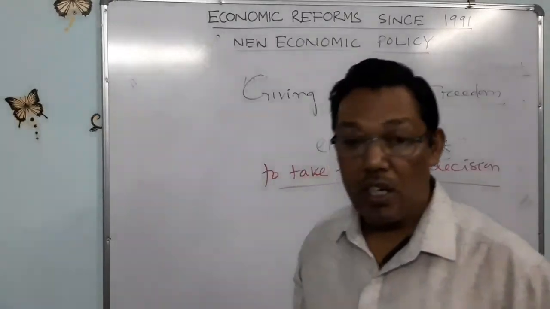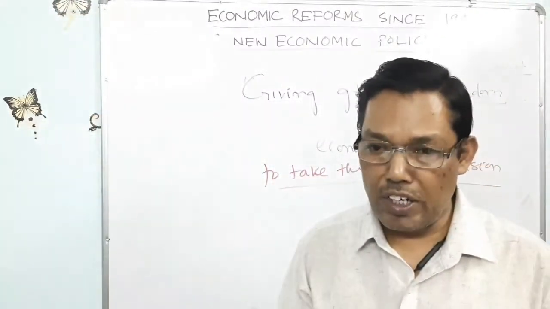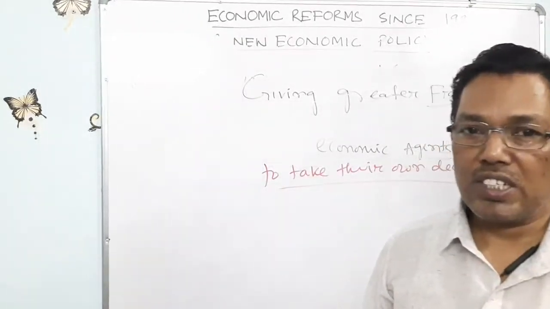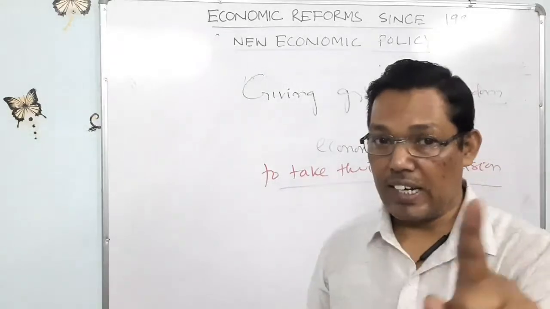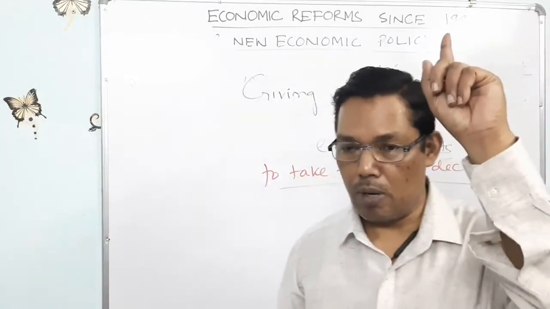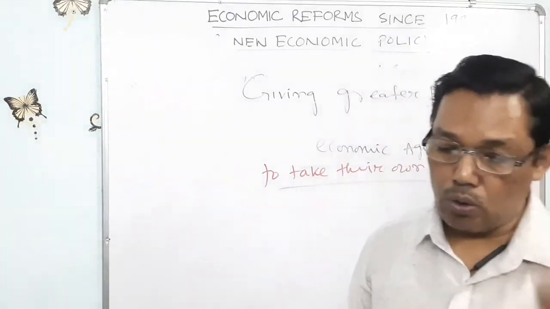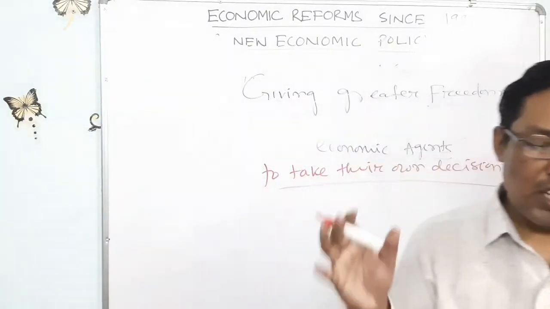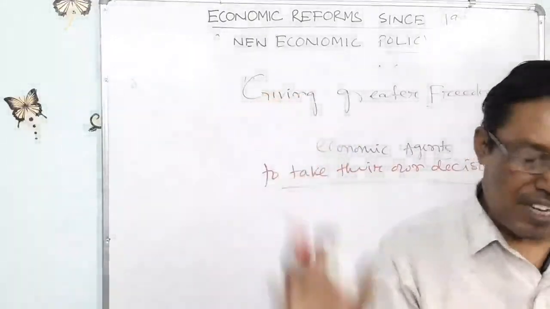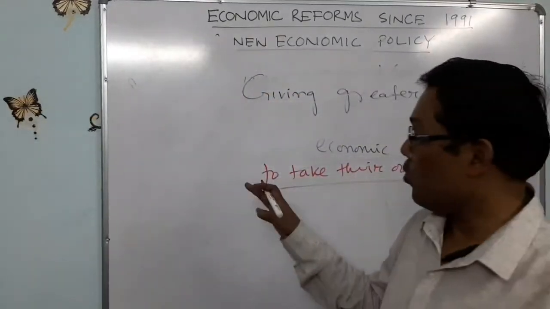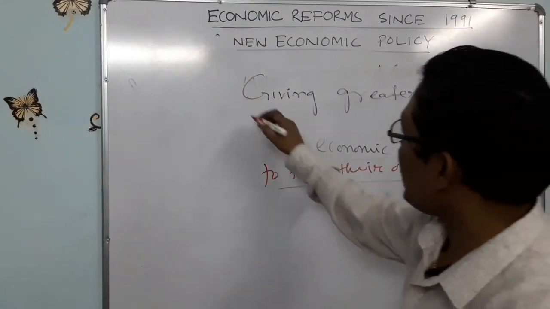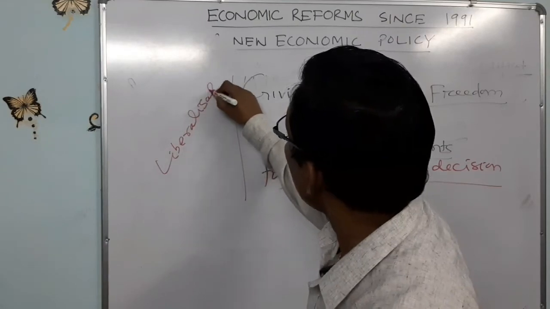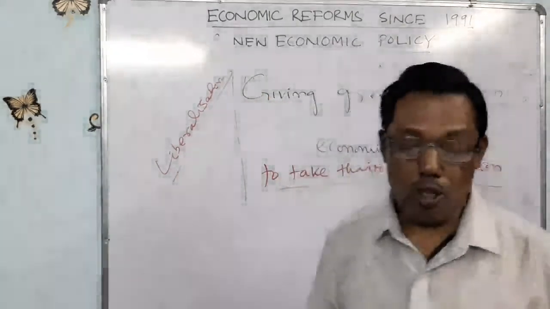Any producer is free to take his own decision about what goods are to be produced with the resources he has. So that is the allocation of resources, the central problems of economies: what to produce, how to produce, and for whom to produce. Those kinds of decisions are taken by the producer, who is called the economic agent. When we give that freedom to economic agents, that is called economic liberalization.